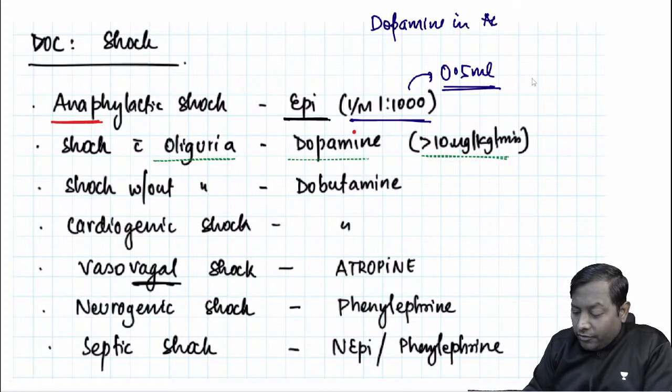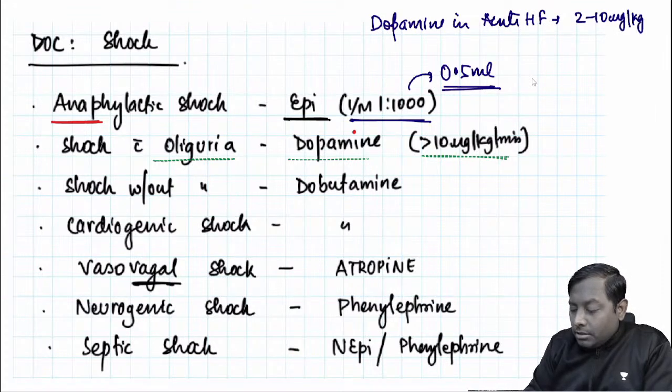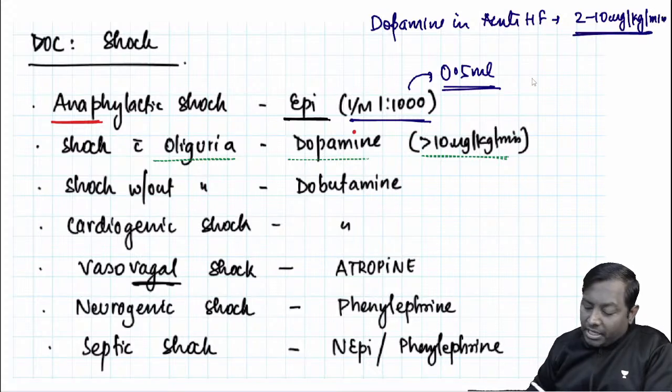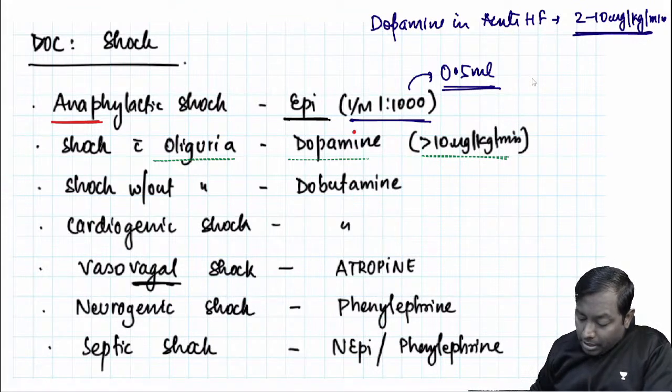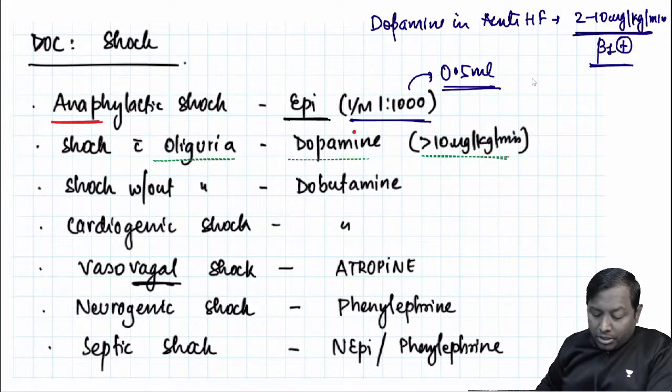Dopamine in acute heart failure? Yes, we can use dopamine in acute heart failure. The dose should be 2 to 10 microgram per kg per minute. Shock without oliguria, we can use it because in a dose of 2 to 10 microgram we will be stimulating your beta 1 receptor. So for inotropic support we can give it.